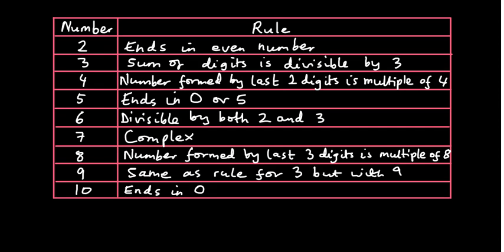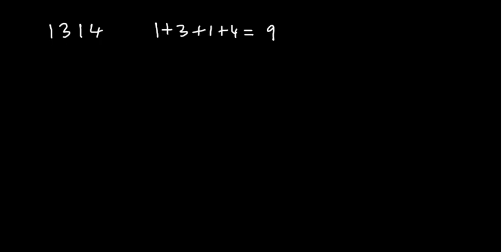Okay, what about divisibility by 4? So if the number formed by the last two digits is a multiple of 4, then the number is also divisible by 4. So this number wouldn't be divisible by 4 because 14 isn't divisible by 4. It's not a multiple of 4, in other words. On the other hand, 1312 would be divisible by 4 because 12 is a multiple of 4.